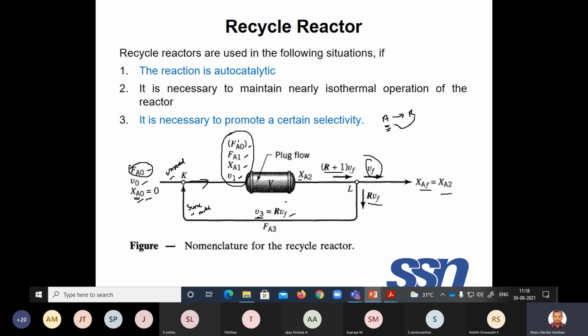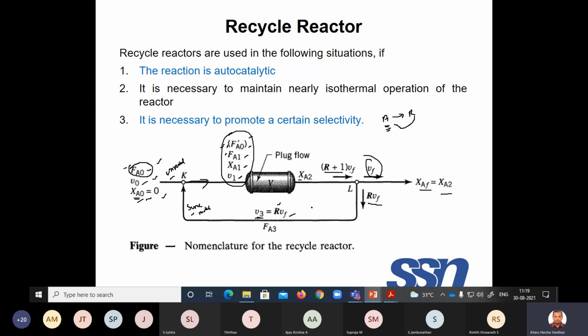We don't know how much is being changed because it depends on this R value. If R is 0, this flow rate is nothing but this flow rate. But if R tends to infinity, that is, more of the product is being recycled, this gets changed. So that is why they are putting it as Fa naught dash, right? There should be some relation between this and this. That is what we will show you in the next slides. So there will be a molar flow rate change, a volumetric flow rate change, and the conversion is also going to change, right?